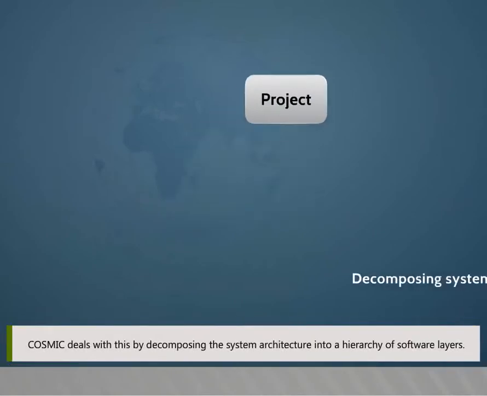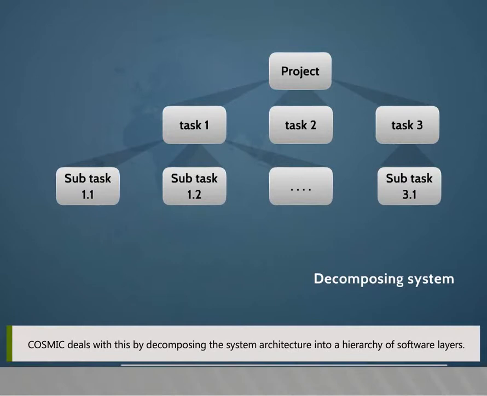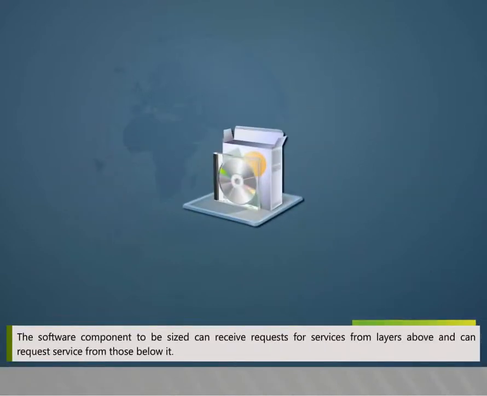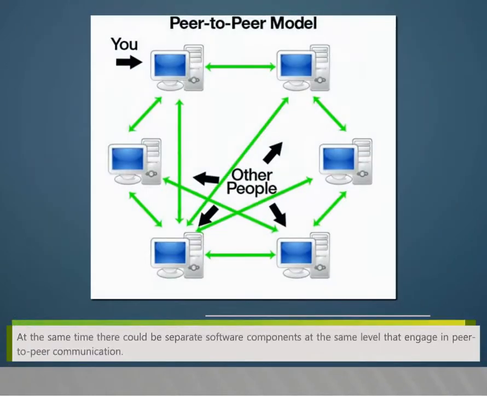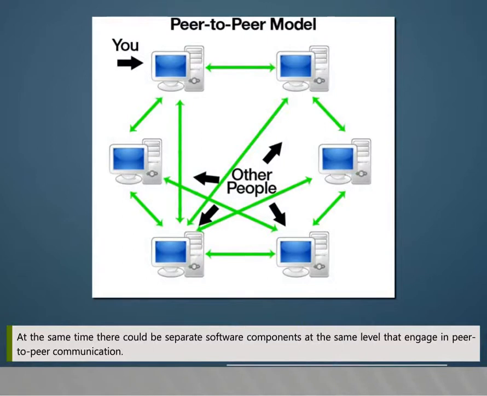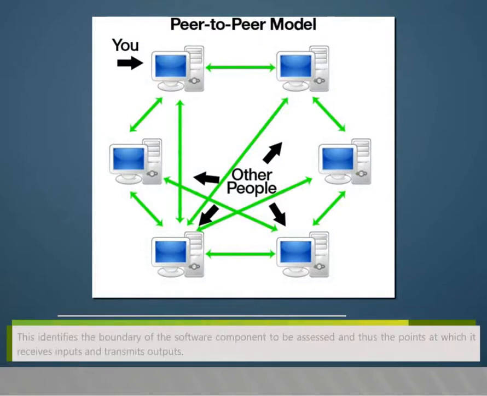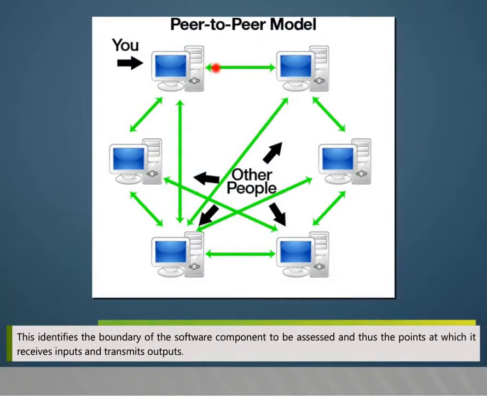COSMIC deals with this by decomposing the system architecture into a hierarchy of software layers. The software component to be sized can receive requests for services from layers above and can request service from those below it. At the same time, there could be separate software components at the same level that engage in peer-to-peer communication. This identifies the boundary of the software components to be assessed and thus the points at which it receives inputs and transmits output.